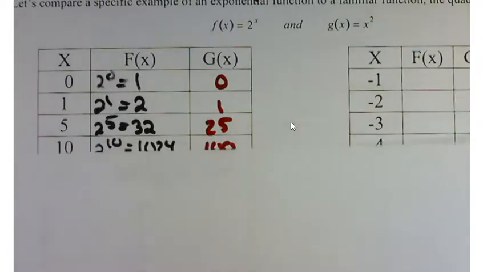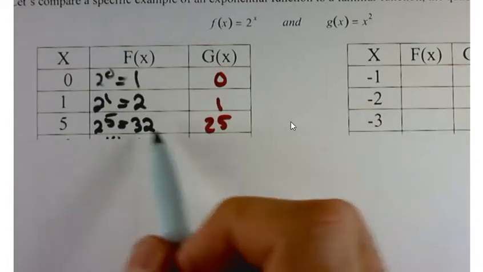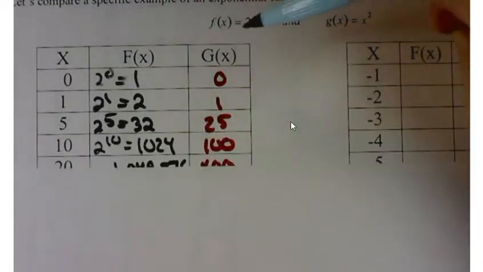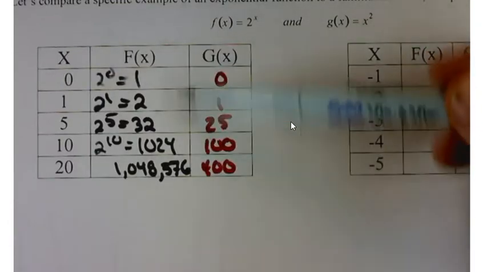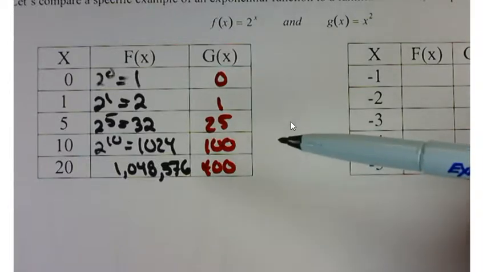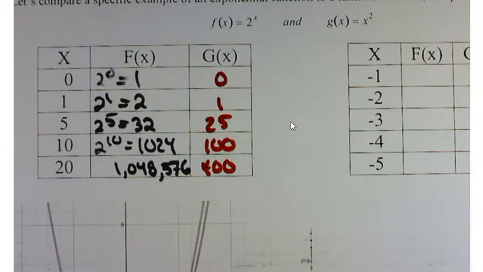Now notice that the graphs start out kind of similar, right? I mean, 1 and 0, 2 and 1, 32 and 25. They start out kind of similar in height, but after a while, what happens to the graph of the exponential function? It gets a lot bigger, a lot faster. Go ahead, Joe. What was it? I said it gets exponentially bigger. That's spot on, really. That's exactly right. So it grows really, really quickly.